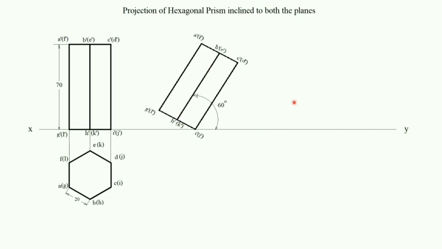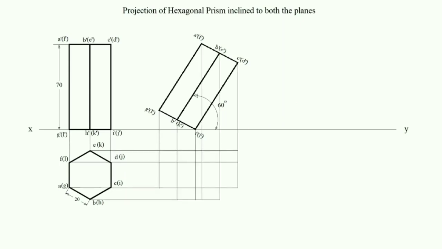Now you have to draw projector lines from all corner points of this front view, and then extend the top view of the first drawing. You will get many intersection points, and from these intersection points you have to complete the drawing.